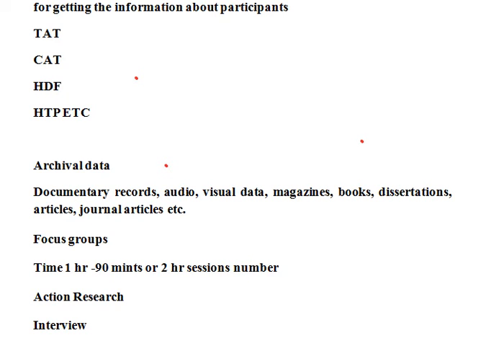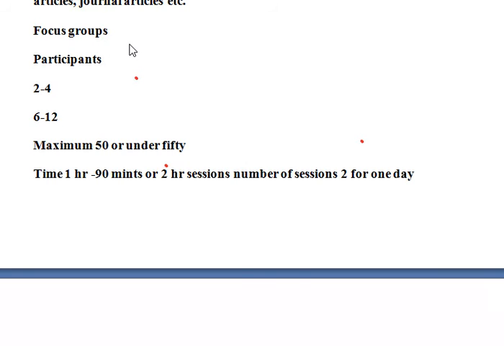Number of sessions: 2 for 1 day. In a focus group, the number of participants for a small group is 2 to 4, and 6 to 12, maximum 50 or under 50. If we want to know opinions, mostly we use focus groups for getting opinions, interests, and consumer behaviors, attitudes about the product, for changing the views and opinions of the consumers about products.